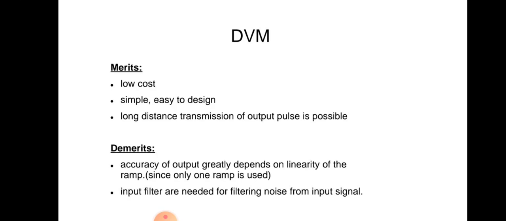Okay, as we have seen the different types of digital voltmeter, the ramp type is also one type of digital voltmeter. So the accuracy of output depends on what? The linearity of the ramp. The second demerit is that input filters are needed for filtering noise from the input signal. If noise is included, it must be filtered, otherwise the output will be affected. So this is the second demerit of the digital voltmeter.